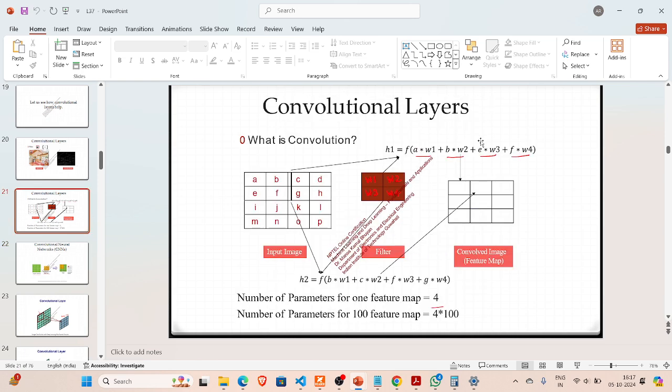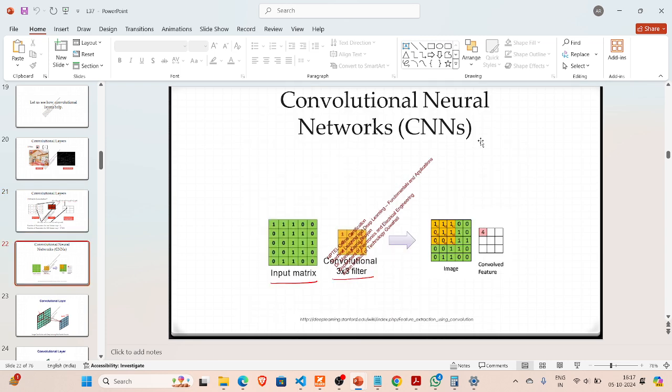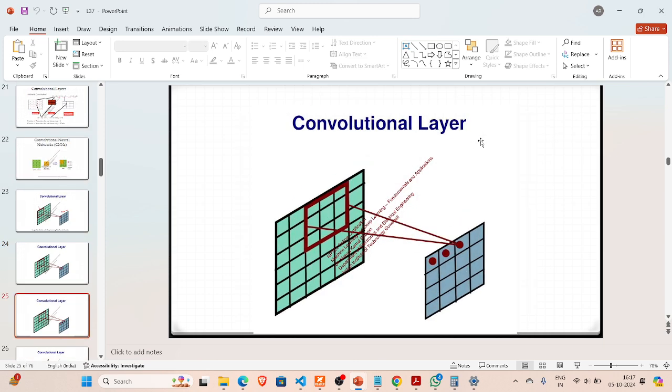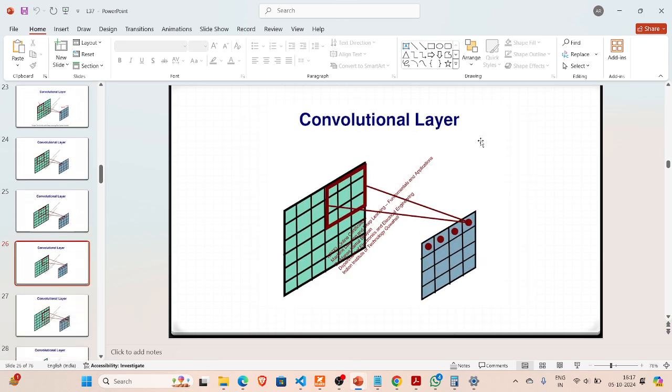In ANN the number of weights depends on the size of the image, but here the number of weights depends on the size of the filter. So it reduces the number of weights considerably. So we're just showing how the convolution is done.